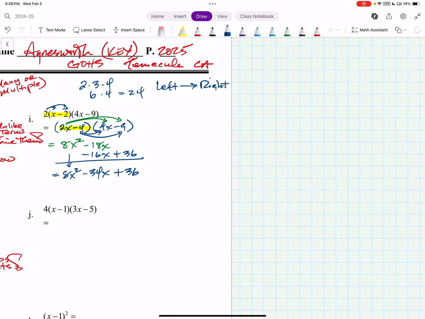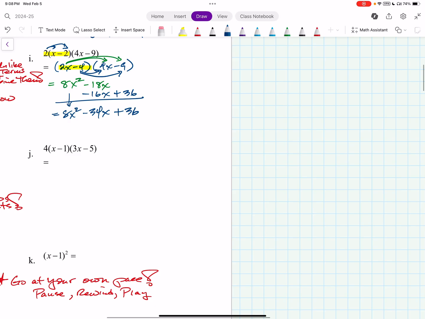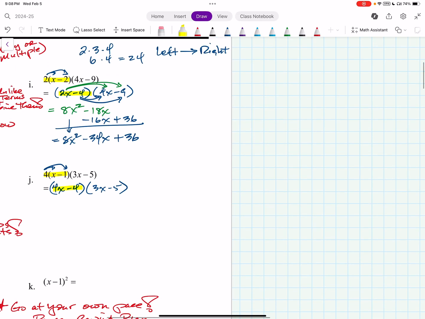All right, so I assume you worked it out. So just like the previous problem, here we go. We have 4 times x is 4x. 4 times a negative 1 is negative 4. Put it in parentheses, and then bring down the next polynomial, or the binomial here. So again, you work from left to right. 4 times x minus 1 is 4x minus 4. Important there, make sure it's in parentheses, because now you have this new polynomial here times the 3x minus 5.